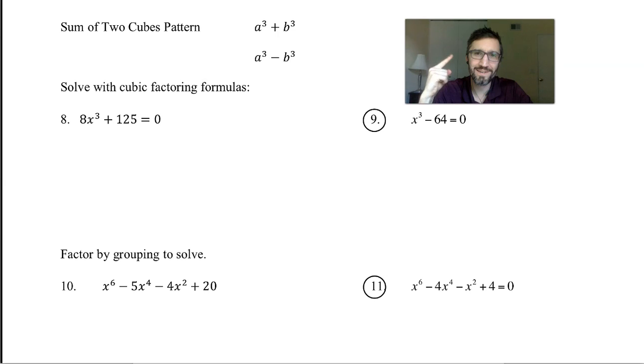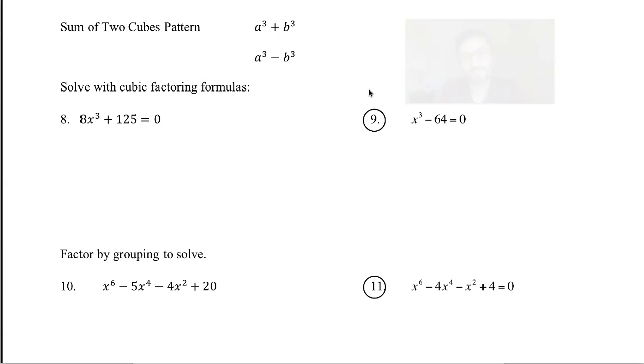Hello, Mr. Eicher here, coming at you with the second part of lesson 4.5b about solving polynomial equations. We'll look at an example of the sum of two cubes pattern, which you learned yesterday or the day before. We'll look at factoring four terms, and then we'll look at a word problem.